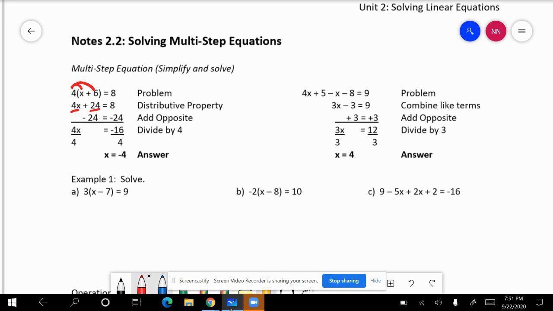Then we add the opposite. So that's why we have negative 24, and that gives us a negative 16. Since this is multiplying by 4, we divide by 4 to get our answer of negative 4.